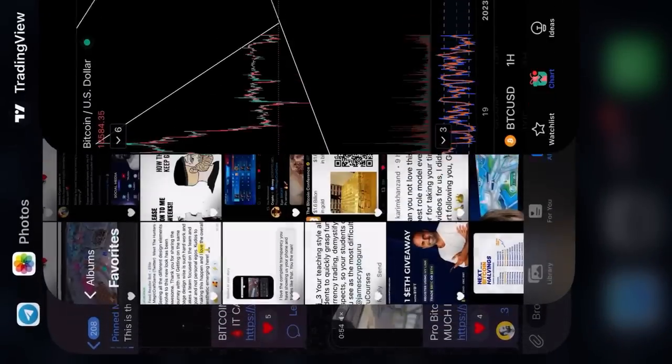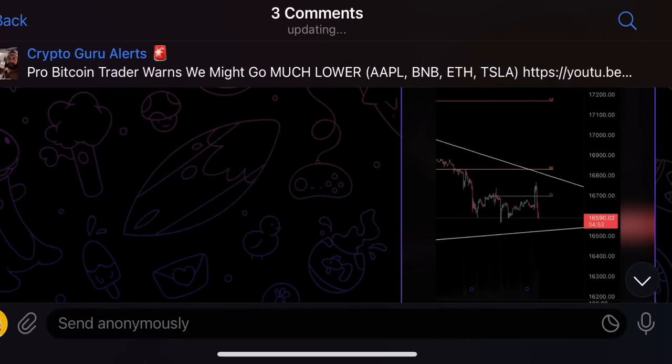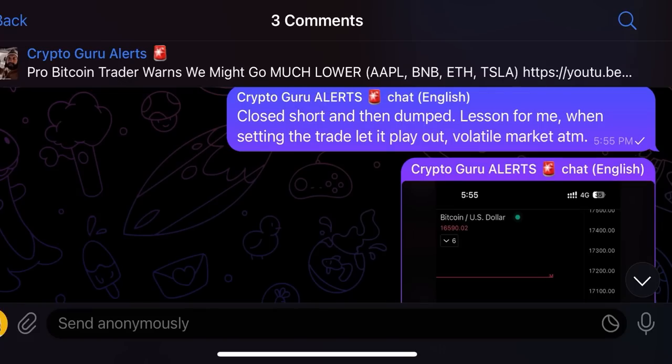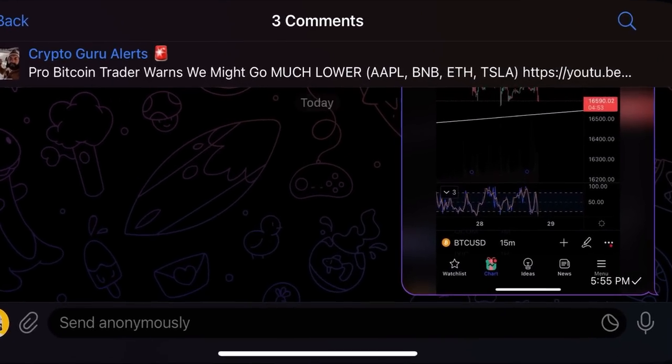So now I'm going to let it play out, and I'm going to learn from that mistake that I talked about inside that Telegram chat room. I'm going to learn from this mistake and not repeat it: close short and then dump. Lesson for me: when setting the trade, let it play out. Volatile market at the moment, which is beautiful.